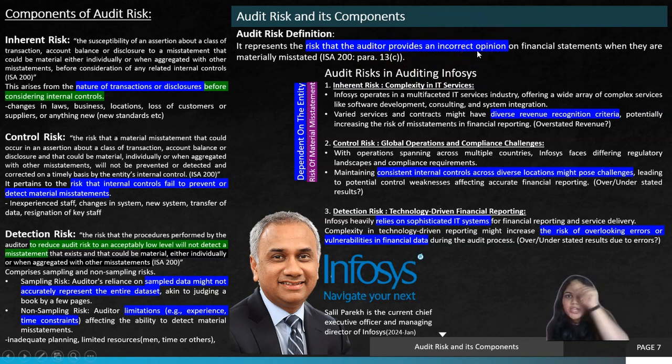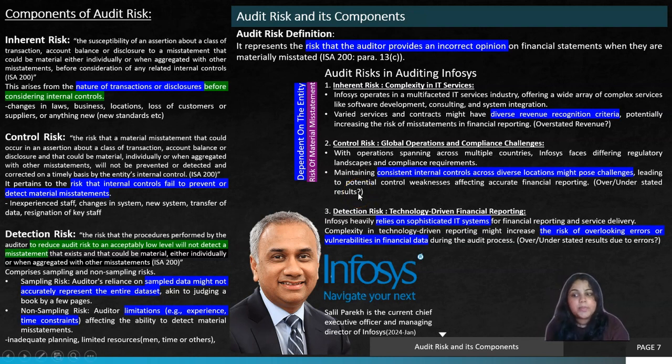Correct. So, you can link back to the audit risk definition. What does that mean? That means that even though there is a risk of material misstatement, what the auditor can do is reduce the detection risk. He has to detect all the material misstatements, then he can form the correct opinion. Correct. So let's see the detection risk in detail.